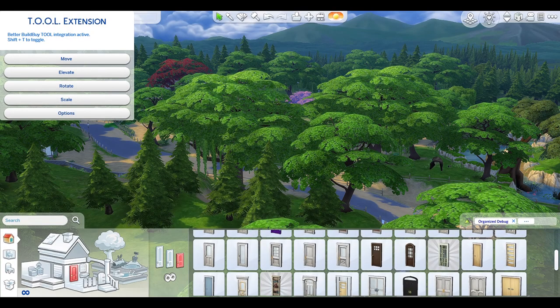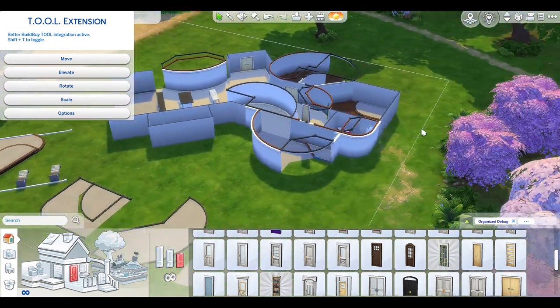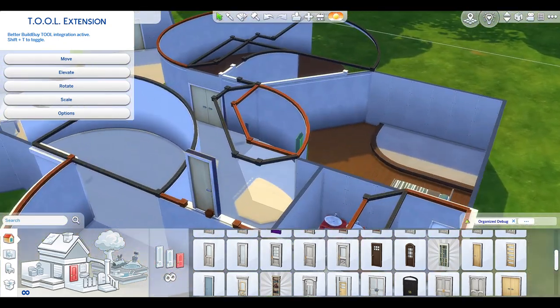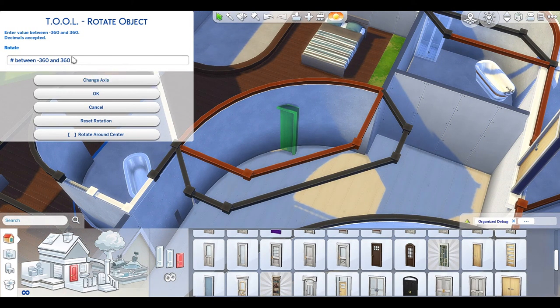Uh-oh. What happened? Every time. Let's try this again. Rotate. Click in the box. 45.